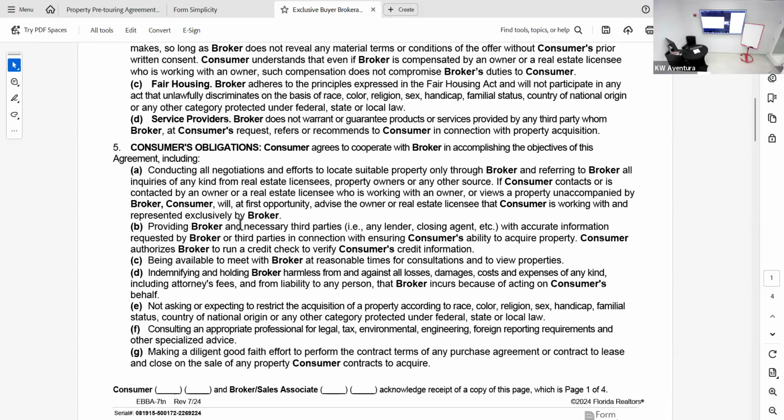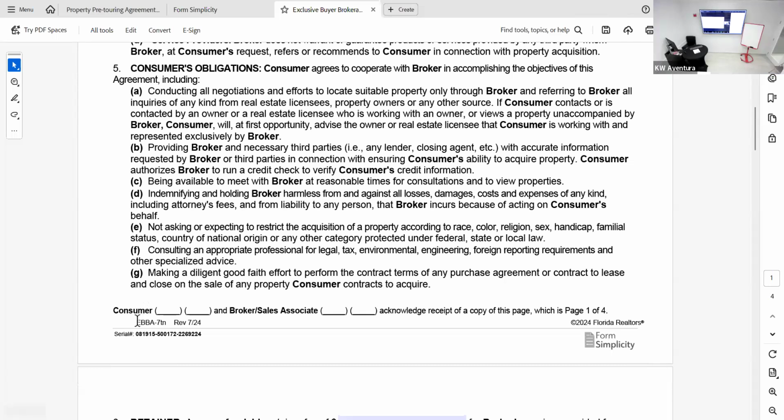So which one is it? So TN, that's the single agent. And then transaction broker, if you want the same thing, 7TB. Well, there's 7TN, transition. There's actually 4 different versions of most of these documents.